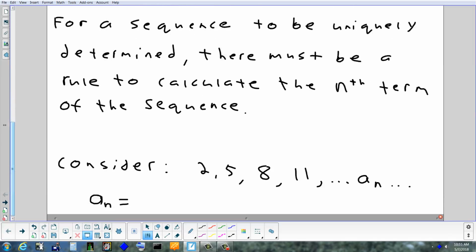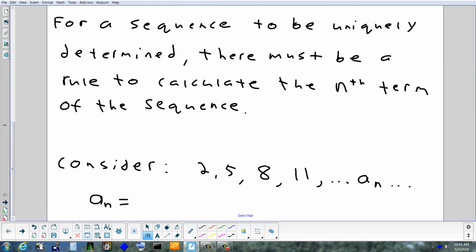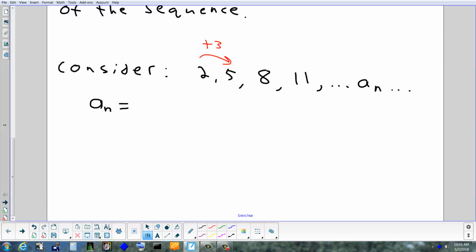So let's look at this one. Does anybody see what the pattern is here? Yeah, I'm plussing 3. So if you think of it as plus 3, basically, to get to the next term, you take the one before it and add 3. So you could basically write, this isn't the short way to write it, but I'm just writing it out in words: take the term before the one you want to know and add 3.